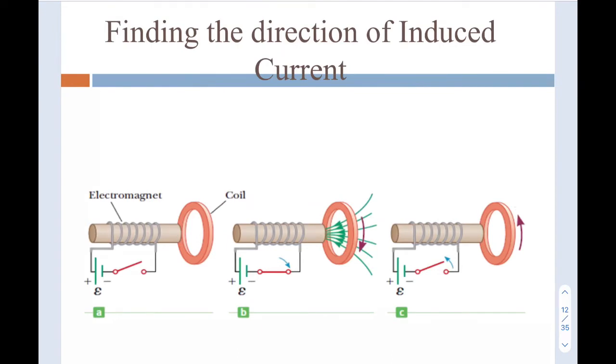Okay, so finding the direction again. Let's say you have an electromagnet. Instead of using a permanent bar magnet, now we're going to use an electromagnet or solenoid. Let's say this circuit is a closed circuit. Current is going to be established within this loop from the positive terminal to the negative terminal.